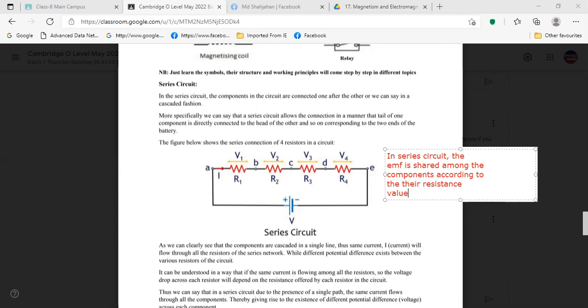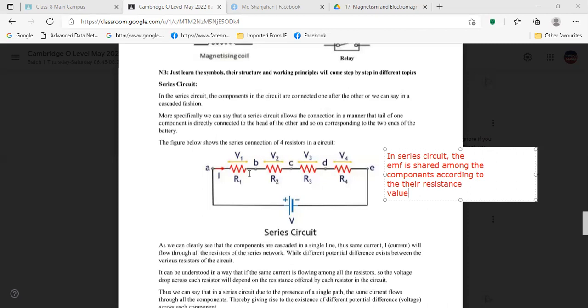like if you have two resistors, and you have here 12 volt, one resistor is having 2 ohms, another resistor is having 4 ohms. Okay, then how will it be shared? According to their resistance, the one which has 4 ohms will share 8 volt, and the one which has 2 ohms will share 4 volt. Is it clear?